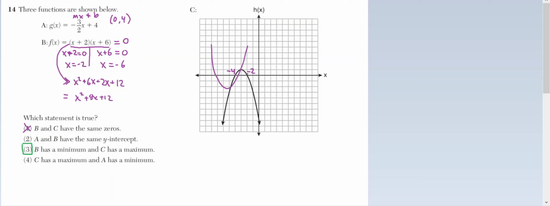And given that we had some reservations about choice 2, we can eliminate that. And we can eliminate choice 4 because although C has a maximum here, A doesn't have a minimum because it's a line. So that doesn't make sense. So altogether, for question 14, the answer is choice 3.